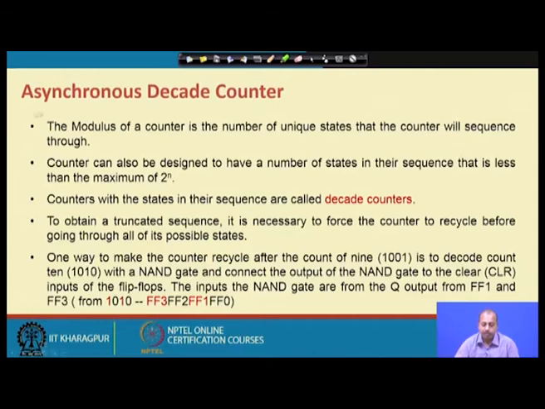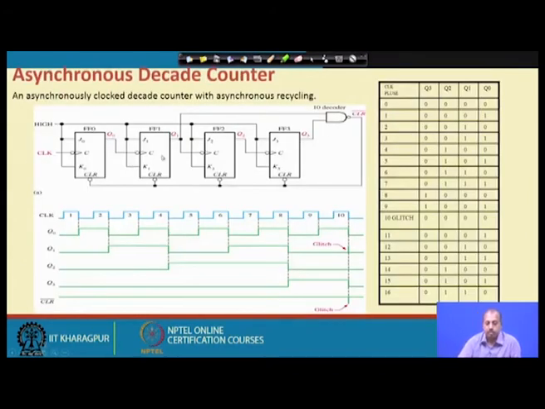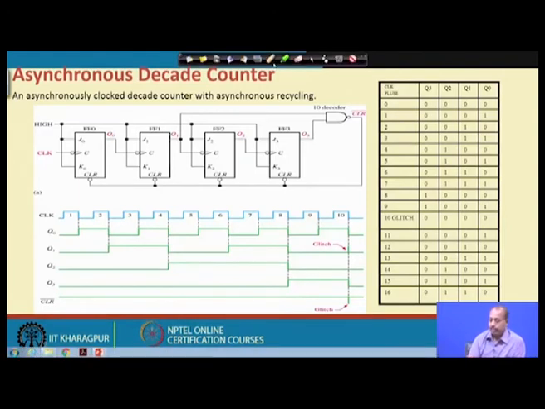One possible way of designing a decade counter is to recycle the counter after 9. As soon as the count value becomes 1010, we can put a NAND gate and connect it to the clear line. This diagram shows it. When the count value becomes 9, in the next clock pulse the count value becomes 10, that is 1010.